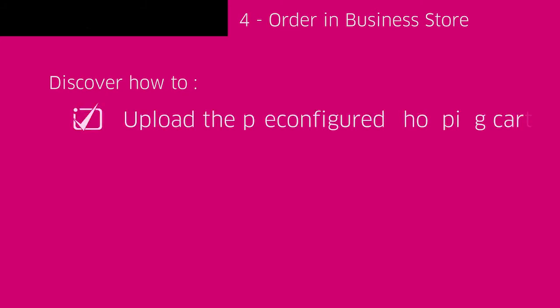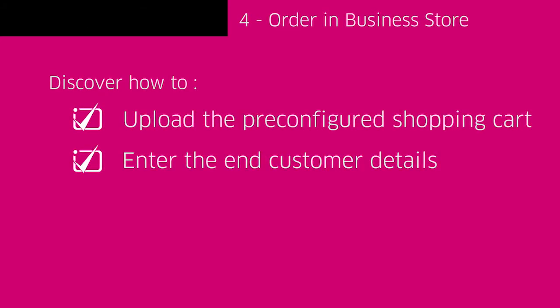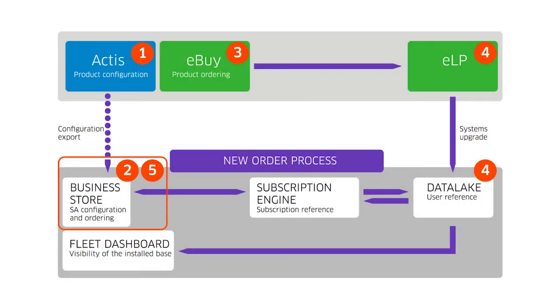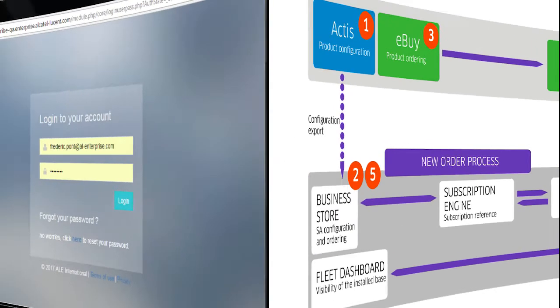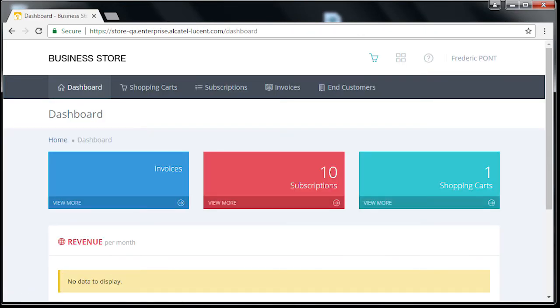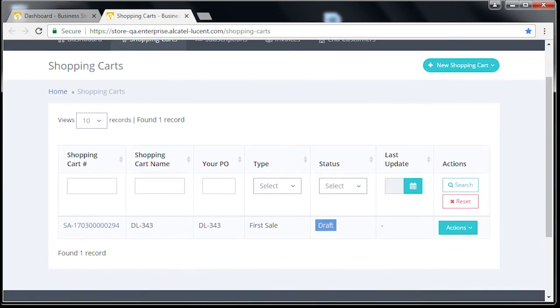After ordering the product through Ebuy, the business partner can order the service through the business store. The next video will describe how to find a pre-configured shopping cart, dial end user details and order the product. If I connect to the business store once again, I can see on my welcome page that I have a new shopping cart. This has been created automatically after my product was ordered.